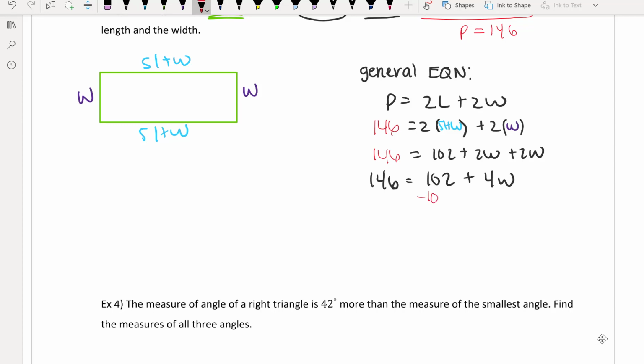So then from here, I'm going to subtract 102 from both sides. So 146 minus 102, and that's going to give me 44.